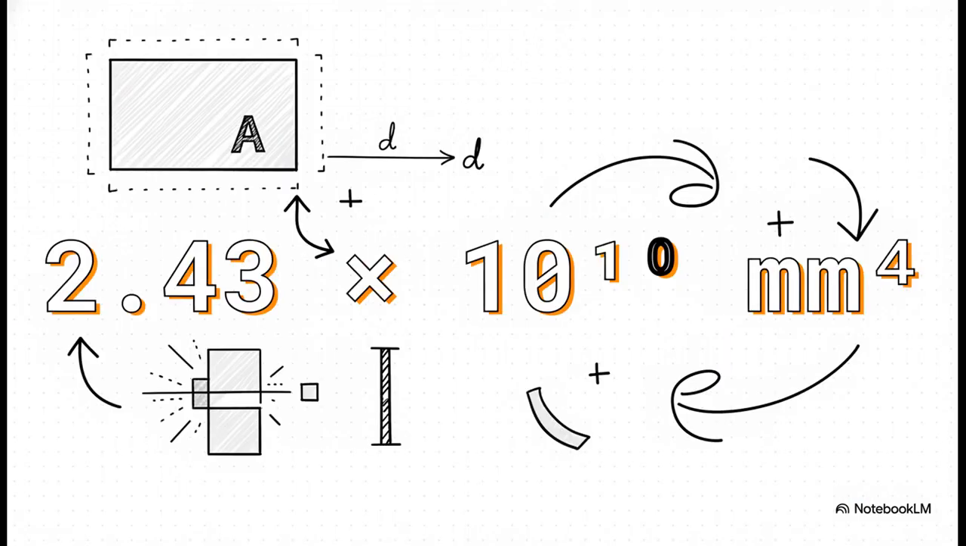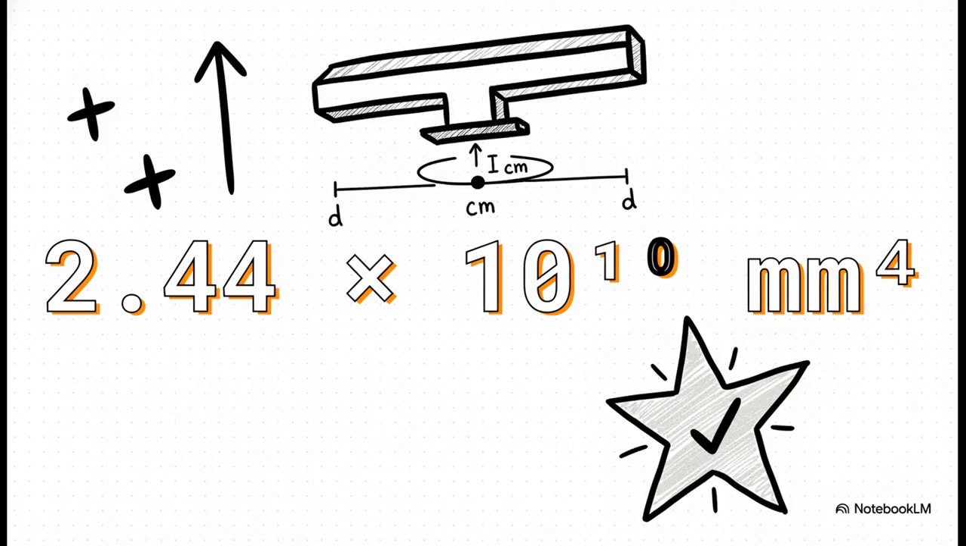Next, we calculate that extra piece, the A times D squared term. The area A is just 1200 times 100. The distance D we just found is 450. After we calculate A times D squared, we get this value, 2.43 times 10 to the power of 10 millimeters to the fourth. Finally, we apply the theorem. We add our centroidal moment of inertia from step 1 to our AD squared term from step 3. Adding those two values gives us our final calculated result of 2.44 times 10 to the power of 10. And please don't forget the units, millimeters to the power of 4.